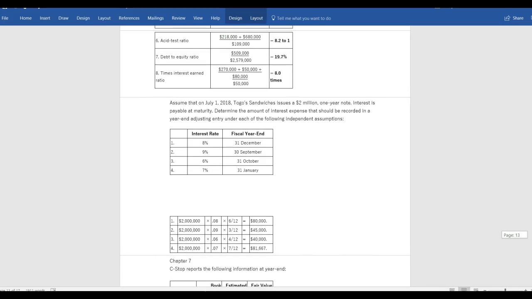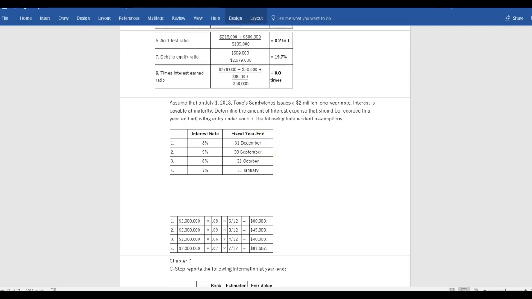Now, this problem is related to how to calculate interest. Assume on July 1st, Toga Sandwiches issues a $2 million one-year note. Interest is payable at maturity. Determine the amount of interest expense that should be recorded in a year-end adjusting entry under each of these assumptions. You'd only be given one assumption, such as, based on this information, if the interest rate is 8% and the fiscal year end is December 31st, how do we calculate just the year-end journal entry?